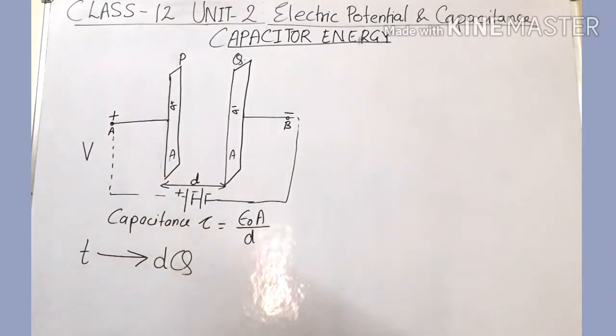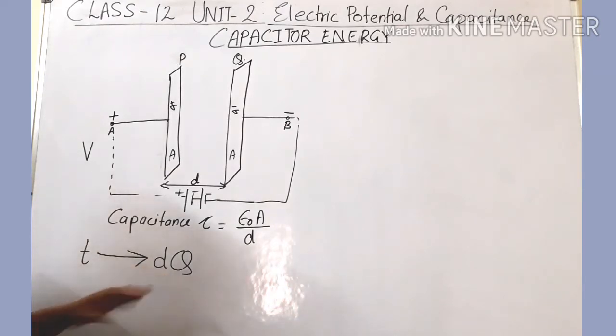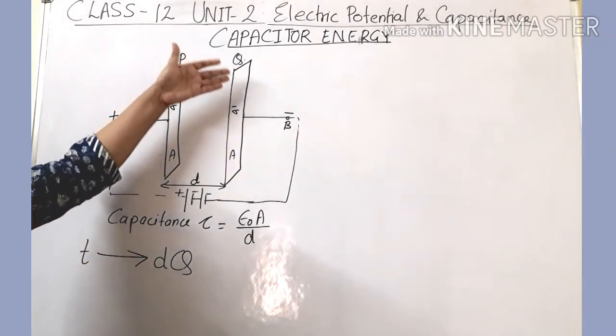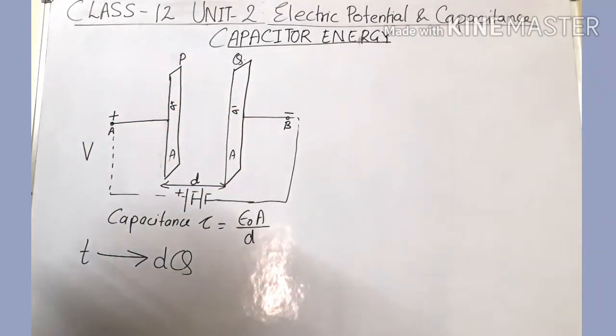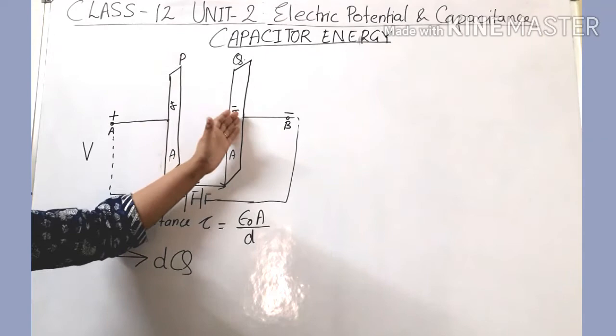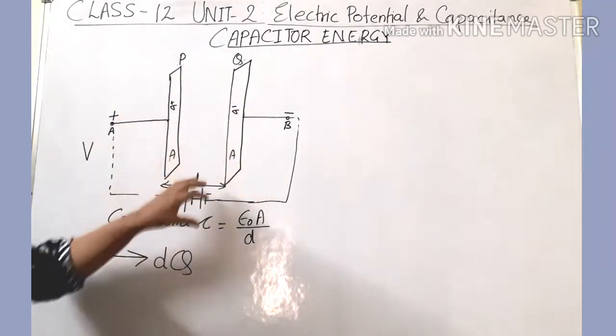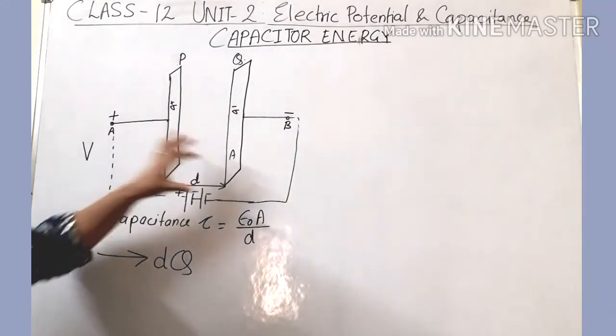So what we have to do: initially at time t, the charge provided to the plate P is dq, and the corresponding minus charge will be induced on plate Q. Induced, the word. Again, focus on each and every word I am describing here. These negative charges are collected over the plate Q due to the induction method, because there is a gap in between the plates. So there must be induction.